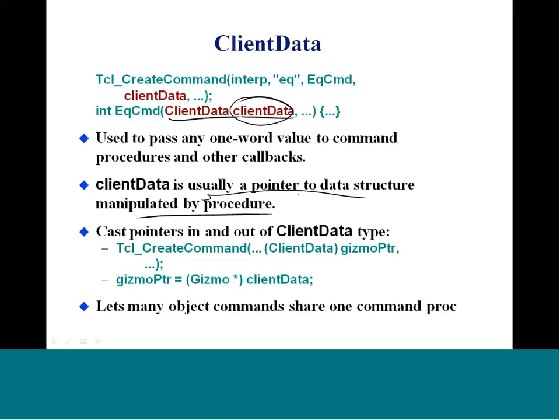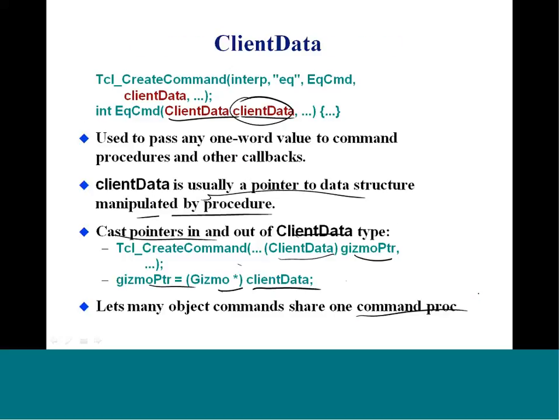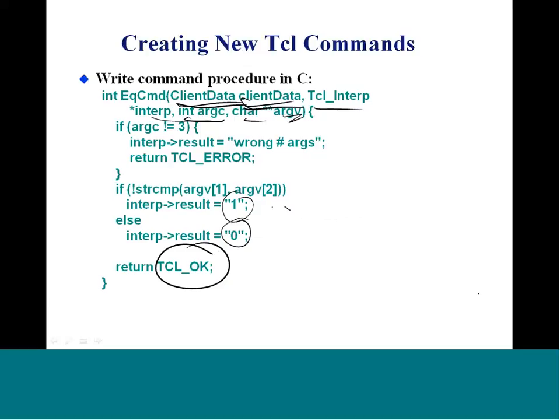And then it can cast pointers in and out of the ClientData types basically. So we can say ClientData gizmo pointer, and then the pointer we can define with a star, and then the ClientData. So we can have many objects share one command procedure by using this. So this is how we write new commands and register new commands with the interpreter.